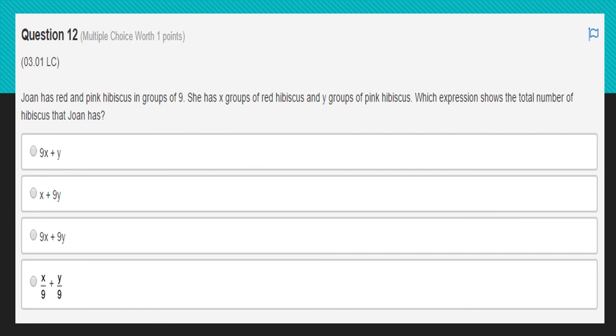Okay, for question 12, it says Joan has red and pink hibiscus in groups of 9. She has X groups of red and Y groups of pink. Which expression shows the total number of hibiscus that Joan has? Okay, so there's a couple of things we want to see here.